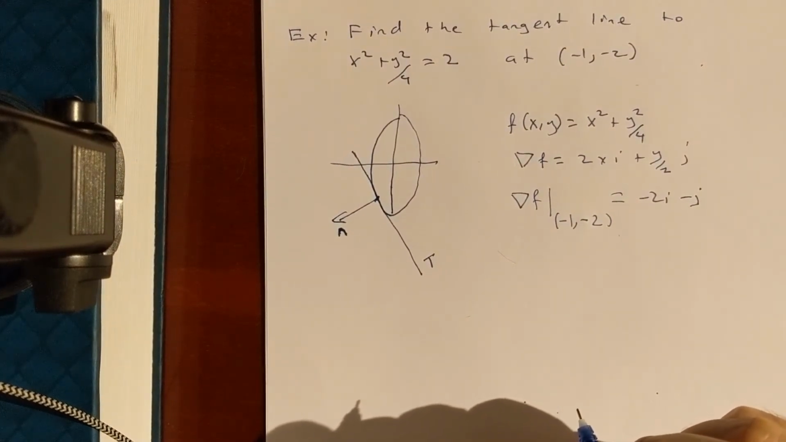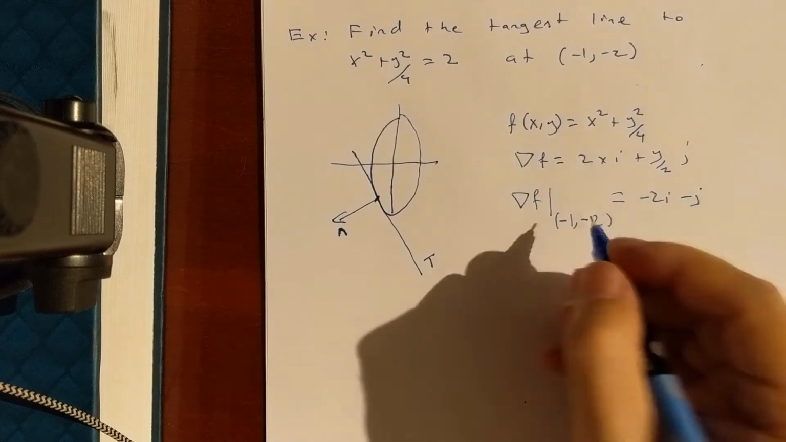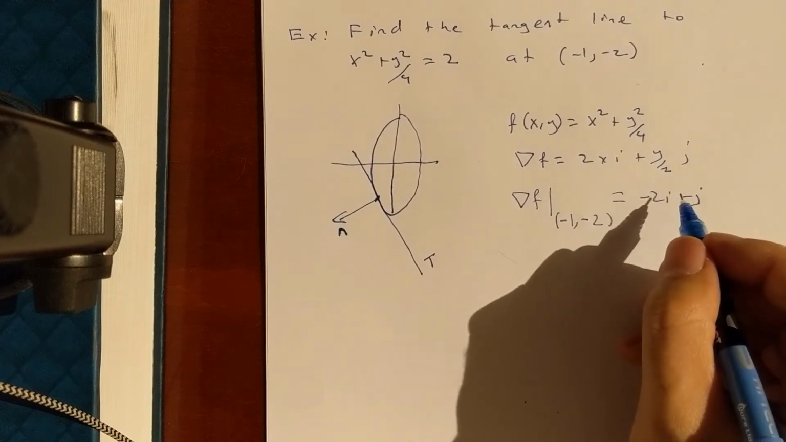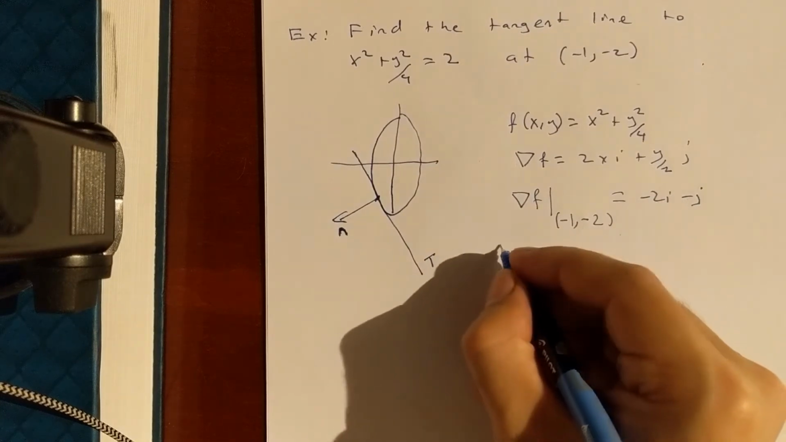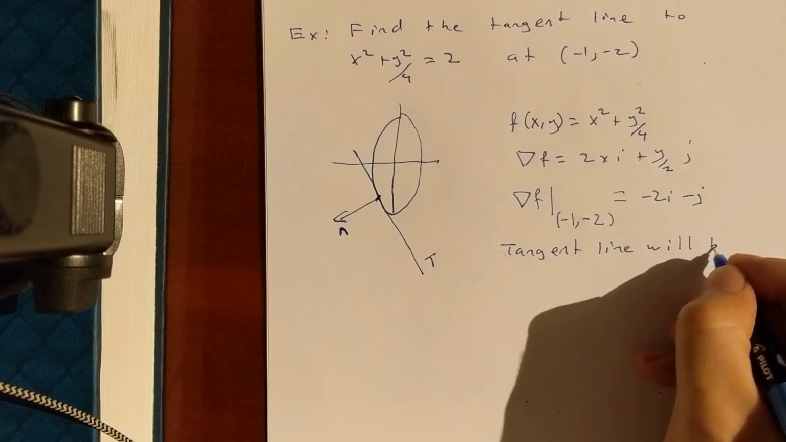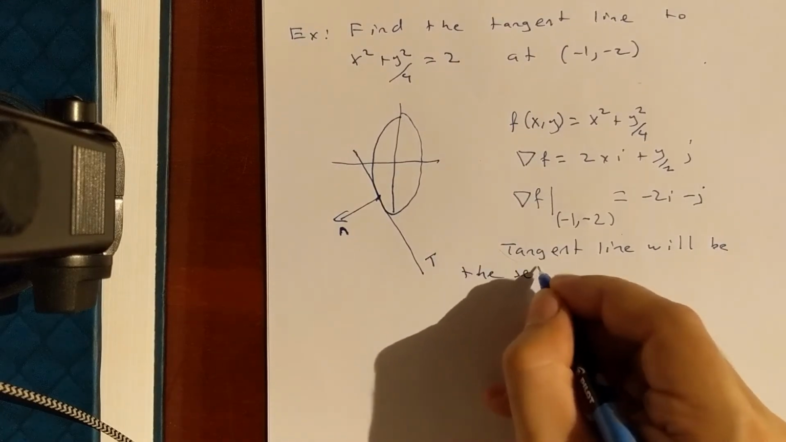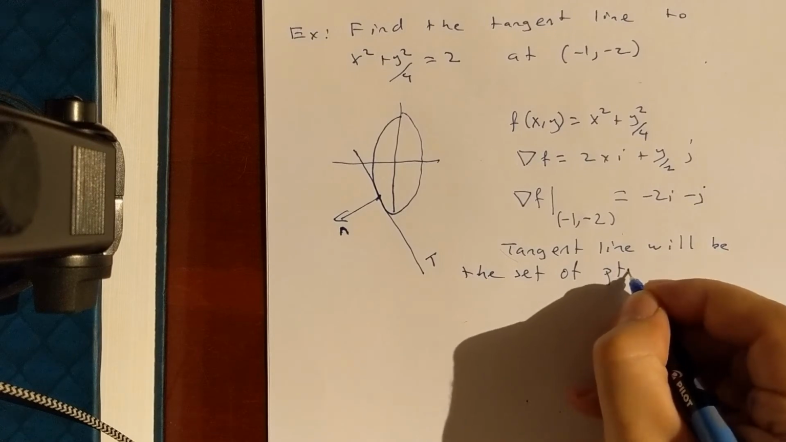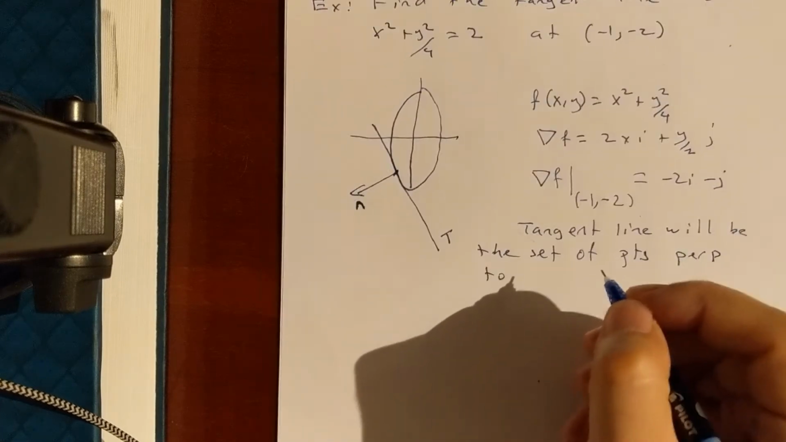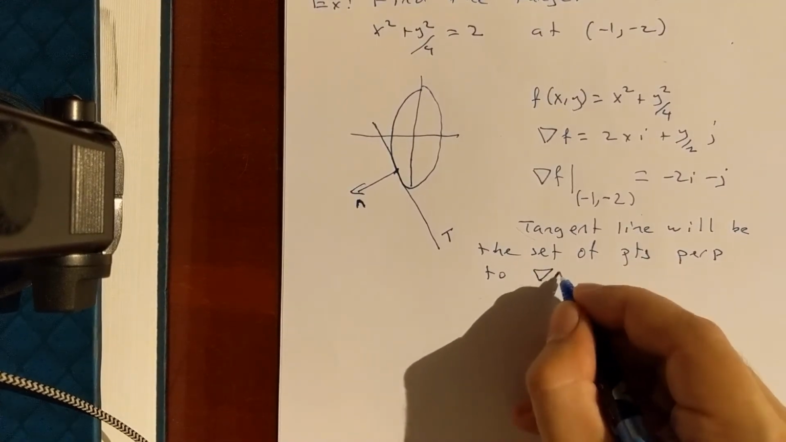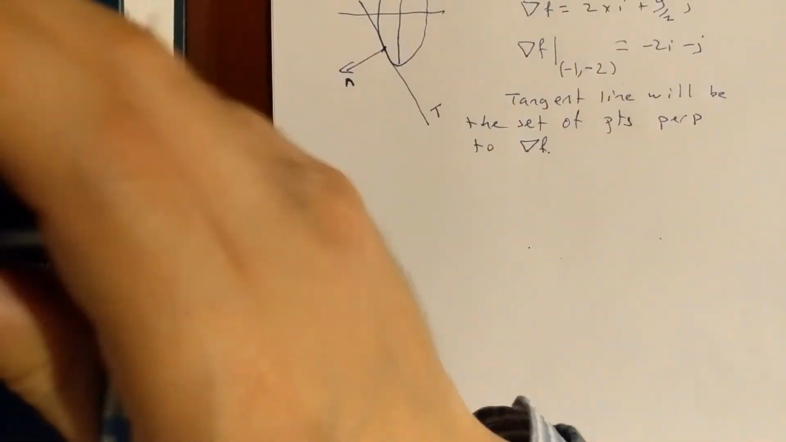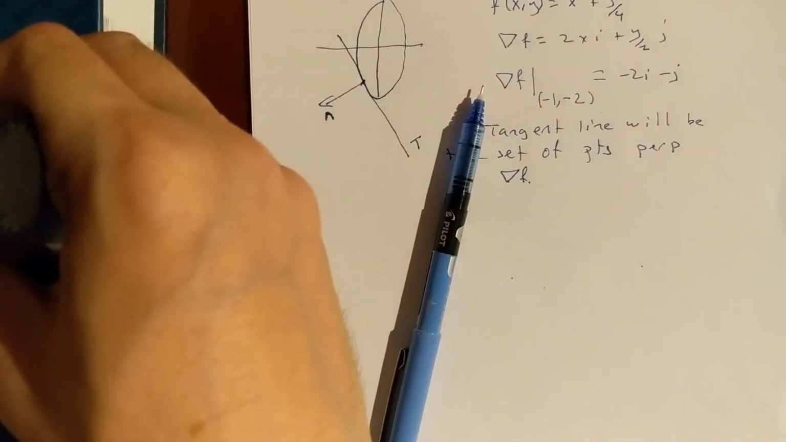So our tangent line, this is the gradient. Our tangent line has to be all those points which are perpendicular to this. Okay, so the tangent line will be the set of points perpendicular to the gradient of f. Okay, but how am I going to find the set of points perpendicular to, sorry, the camera is falling down, perpendicular to the gradient of f?